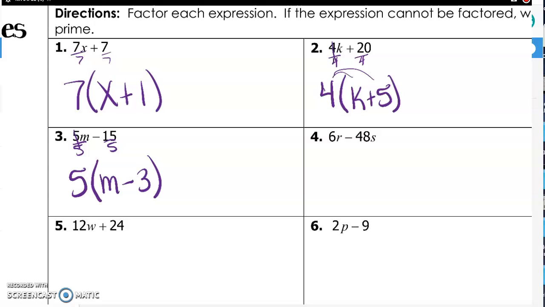Number 4, does 6 go into 48? Yes, it does. So 6 parenthesis, divide by 6, divide by 6. This one's a little bit different because we have variables, 2 different variables. So those cancel out and you're left with r minus 48 divided by 6 is 8, and then the s just comes along.